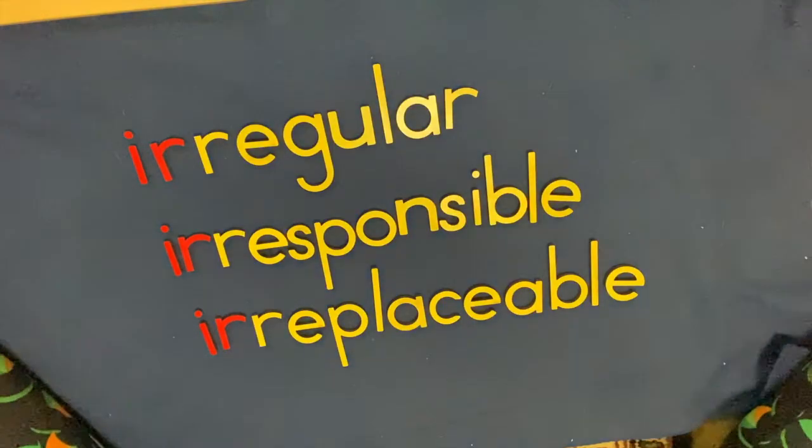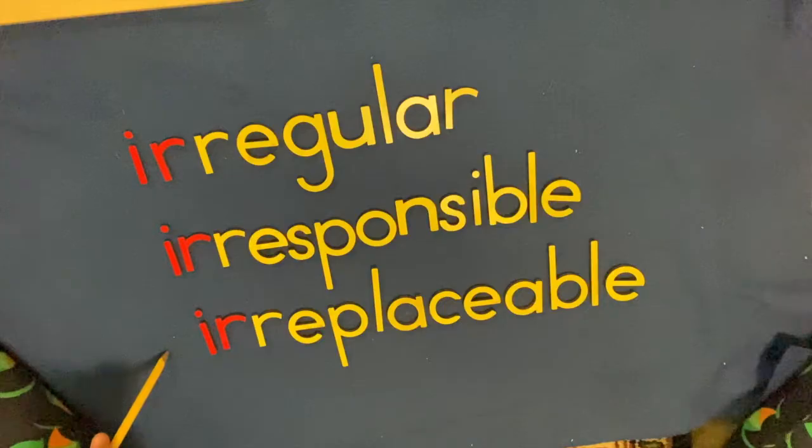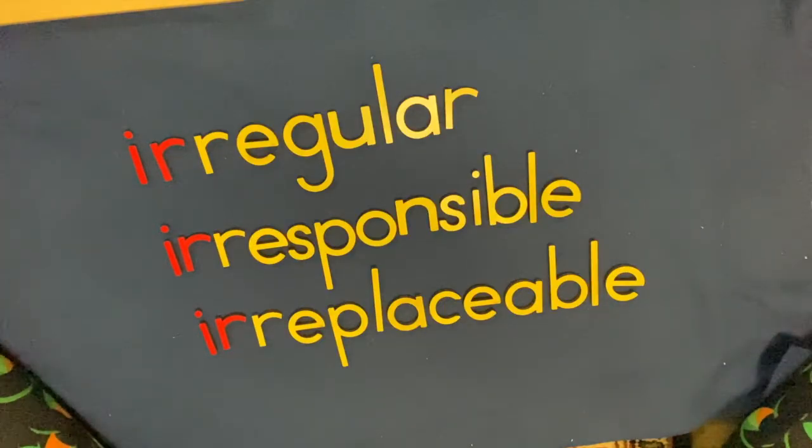So we see irregular, which means not typical, not regular. Irresponsible, which means a person who is not dependable, not responsible. And irreplaceable, which is something that cannot ever be replaced because it's too special. So we see not regular, not responsible, not replaceable. So IR, when it comes in front of a word, means not. So when you're going to have a prefix that's IR, it's always going to come before an R word. Okay, let's move on to IL.